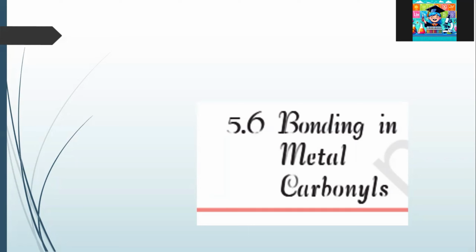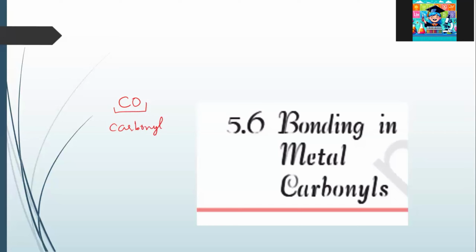So we are going to see a small portion in chapter 5, that is bonding in metal carbonyls. So do you know what is carbonyl? We have learned about ligands, different types of ligands, and we have come across this CO as a ligand, or carbon monoxide in common terms. But when these are becoming the ligands, they are known as carbonyls.